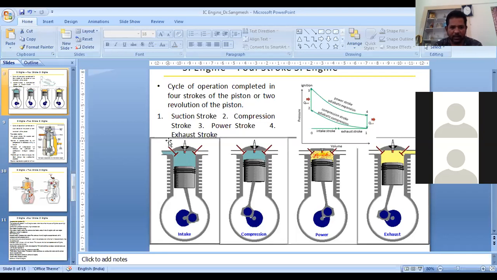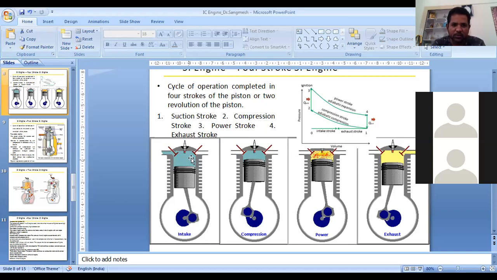Normally the inlet valve is open in the first stroke, and the exhaust valve is closed. So only the air from the atmosphere, through the air filter, is drawn into the cylinder. There is no fuel drawn into the cylinder in the intake stroke. That is very, very important in the case of a CI engine. Only air is drawn into the cylinder. No fuel is entering the cylinder.